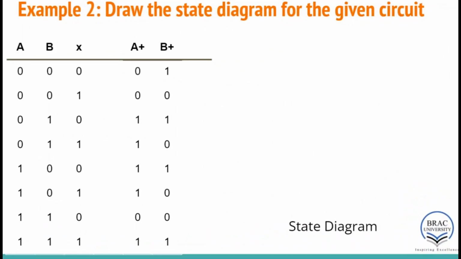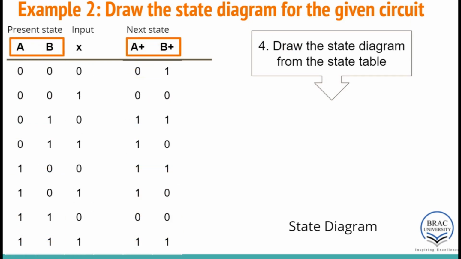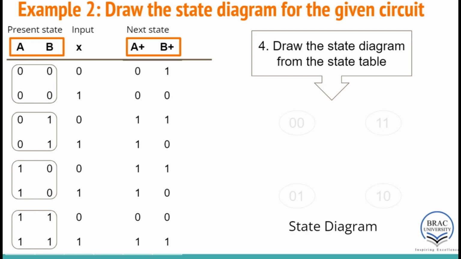After completing our state table, now we will move on to the state diagram. So in this case, our present states are A, B, input is X, and our next state are A plus and B plus. We have 4 possible combinations for the present state here, which are 0, 0, 0, 1, 1, 0, and 1, 1. We will represent them as circles in our state diagram.